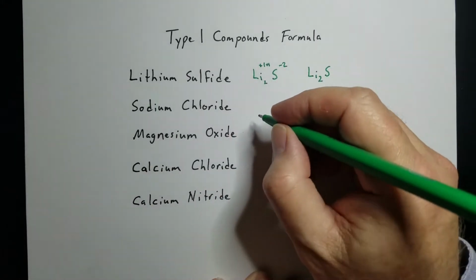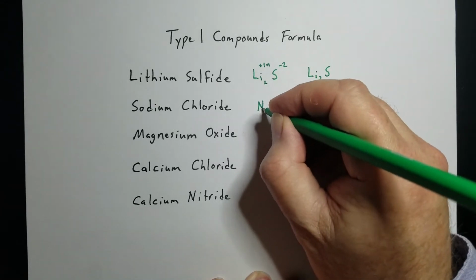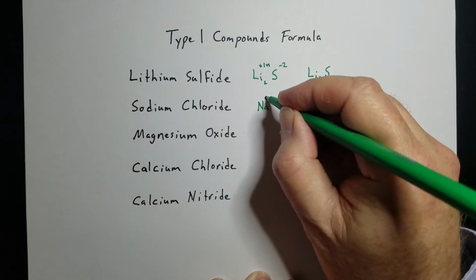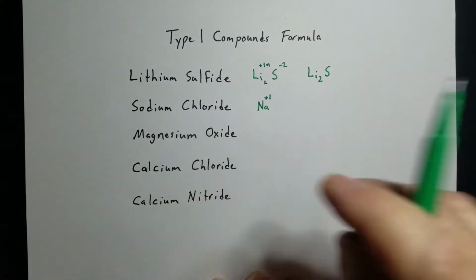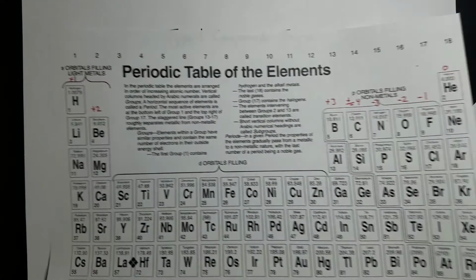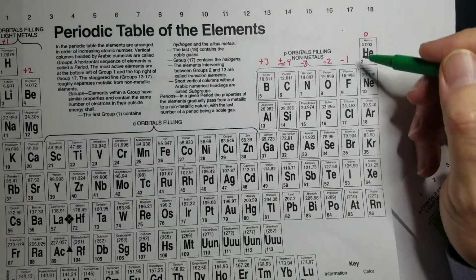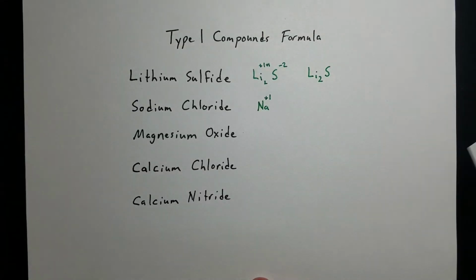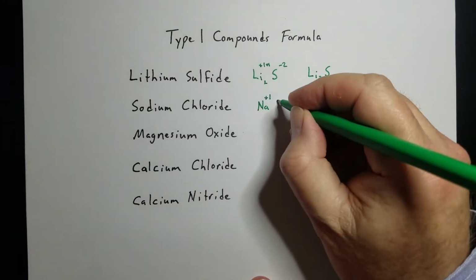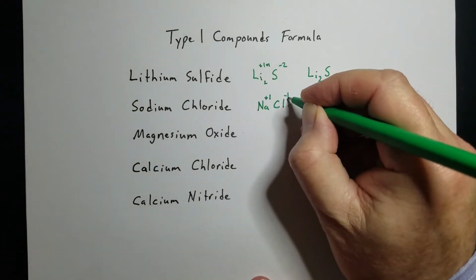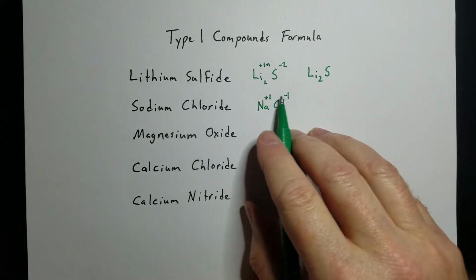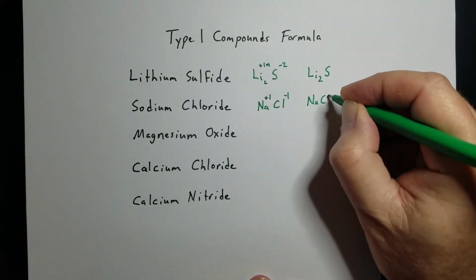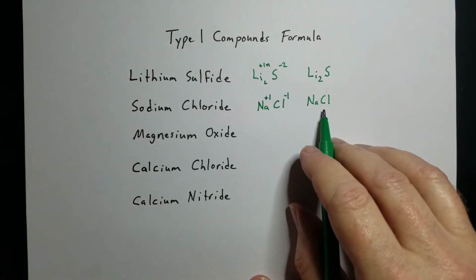Sodium, that's Na. That's also in the first column, so it's a +1. Chlorine is over here. It's in the column that I've got marked -1. So it is -1. So we don't have to do anything. These already add up to 0. So that's just NaCl, and that's your normal regular table salt.